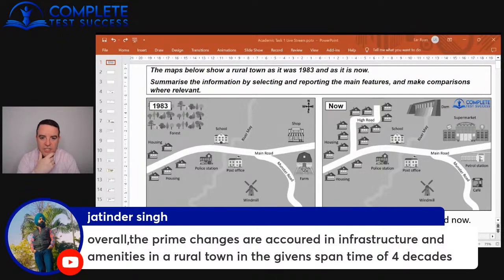So changes to the infrastructure and amenities, it's not descriptive enough. It's very vague. So you wouldn't get a high score for task achievement with an overview like this. You need to describe what happened. Now, you're correct that you shouldn't mention any of the specific changes. So that's good, but that doesn't mean you be vague. It's kind of like that fine line between don't mention anything specific, but at the same time, you need to be descriptive about the types of things that happened.